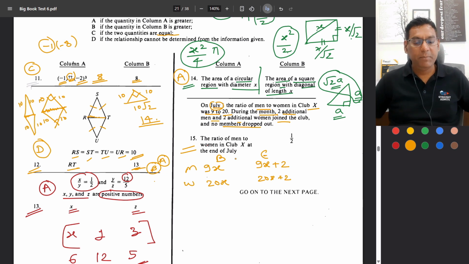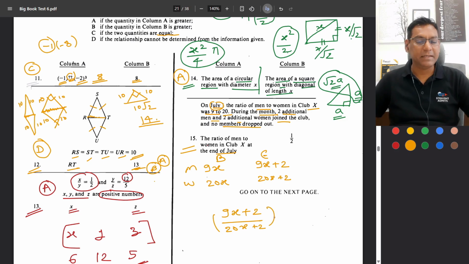The ratio of men to women at the end of July, and half. So I have to compare 9x plus 2 by 20x plus 2 with half. How do I do that? It depends on the value of x, obviously. For example, let's say x was... how do I simplify this?